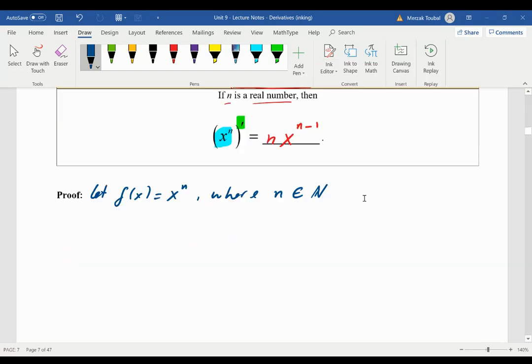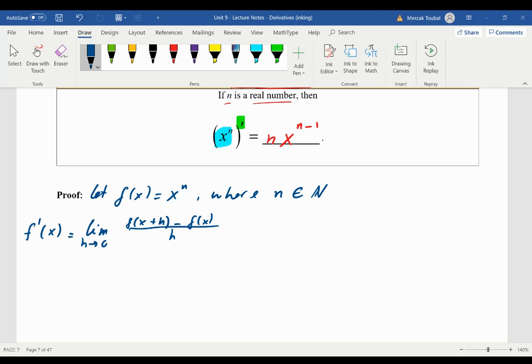So how do we do this? We're going to start with the limit definition. Since we're looking for the derivative, f prime of x, the derivative of the function f, is the limit of f of x plus h minus f of x over h as h approaches 0.